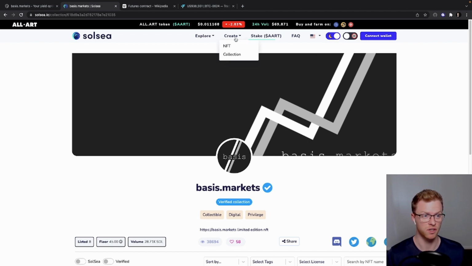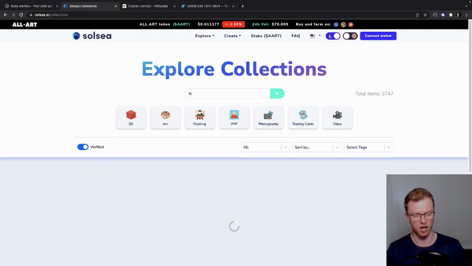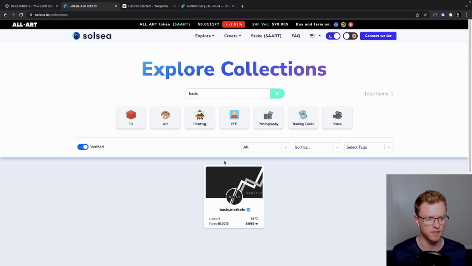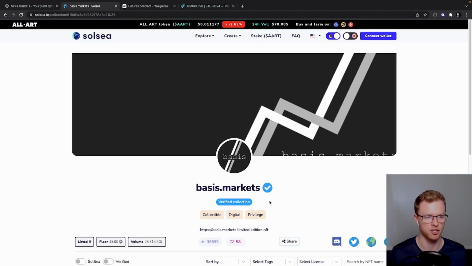If you're searching, what we can do is go explore and then go to collections, and that will bring up the collections page. Then we need to type in Basis, without a space. It's actually basis.markets. We click on the Basis Markets collection, and there you will see that blue tick, a verified collection.